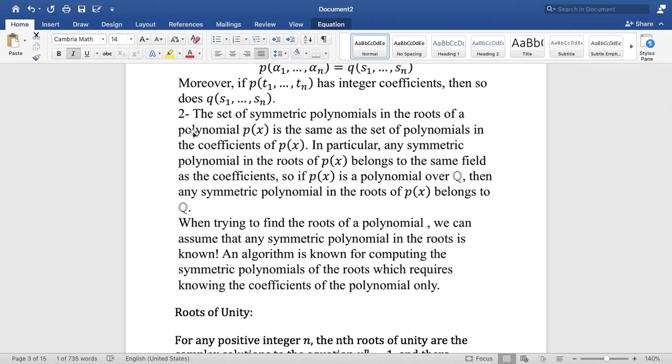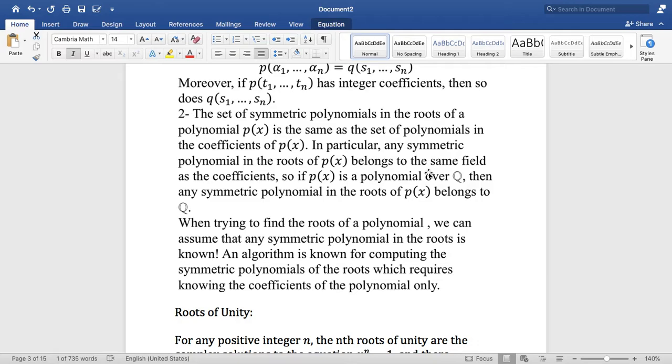Okay, so now maybe this has a little bit of field theory to it, but it's not that difficult. The set of symmetric polynomials in the roots of a polynomial p of x is the same as the set of polynomials in the coefficients of p of x. In particular, any symmetric polynomial in the roots of p of x belongs to the same field as the coefficients. So if p of x is a polynomial over the rational numbers, then any symmetric polynomial in the roots of p of x belongs to Q.